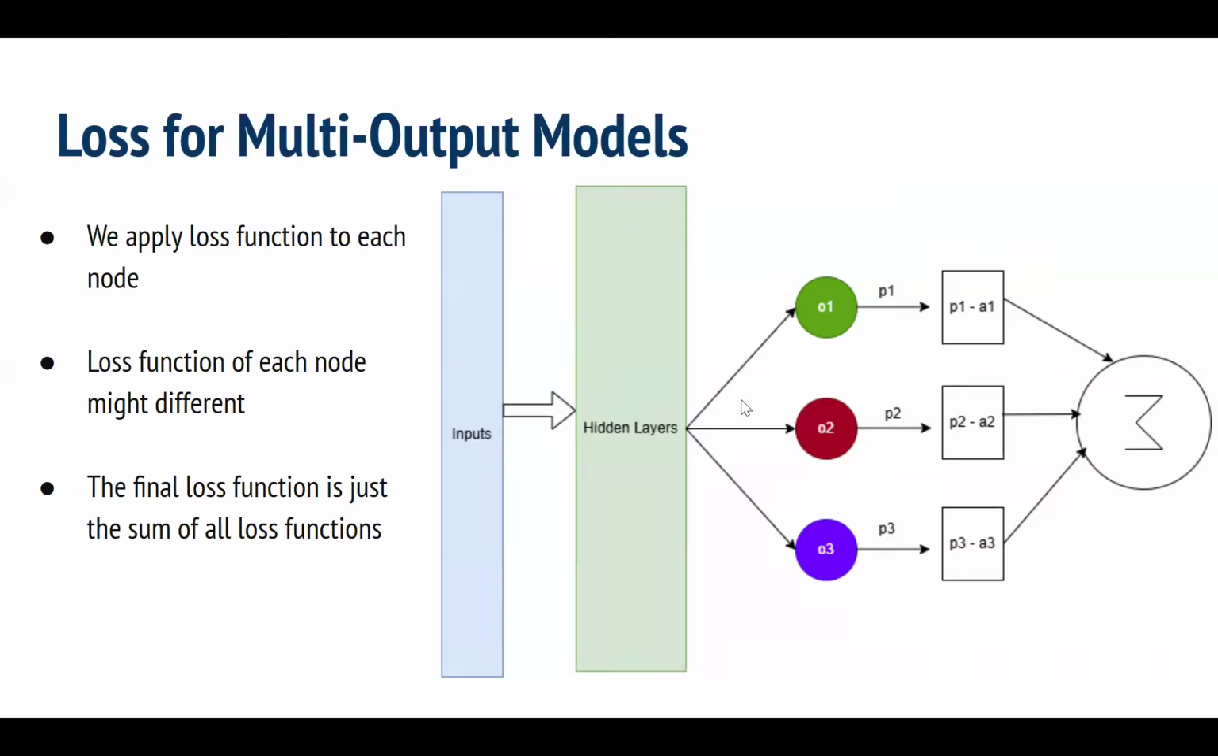This is really no different than predicting a single value. We apply the loss function to each node separately, and the loss function is just the sum of the loss of each output node. So it's basically and mathematically the same. We just want to present this for simplicity because we have not talked about this in the previous series, and it's time now to introduce it.